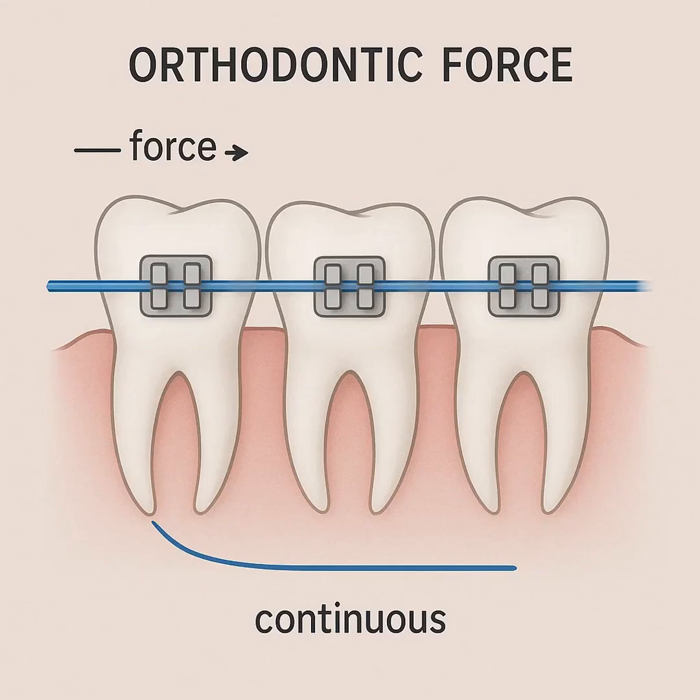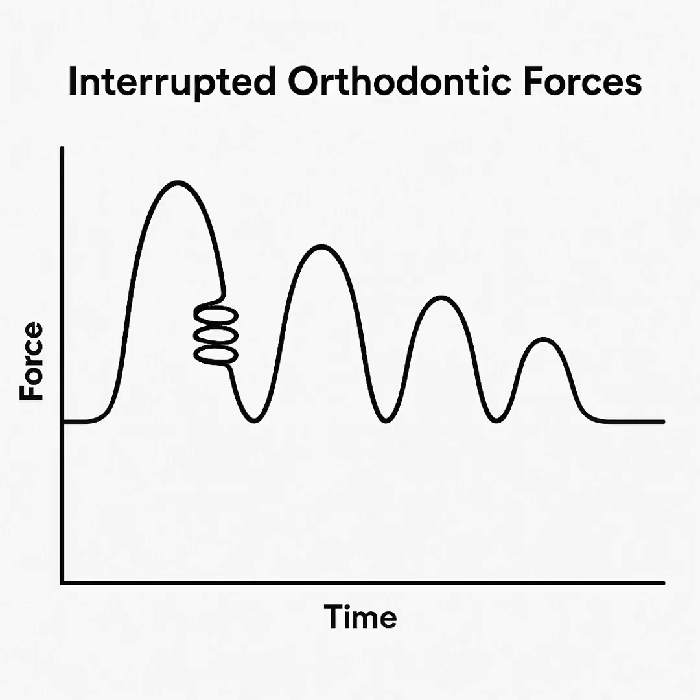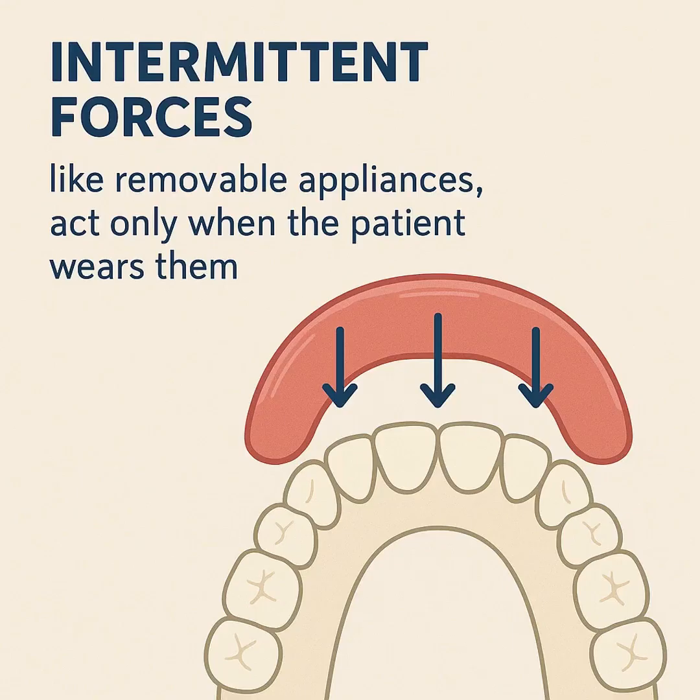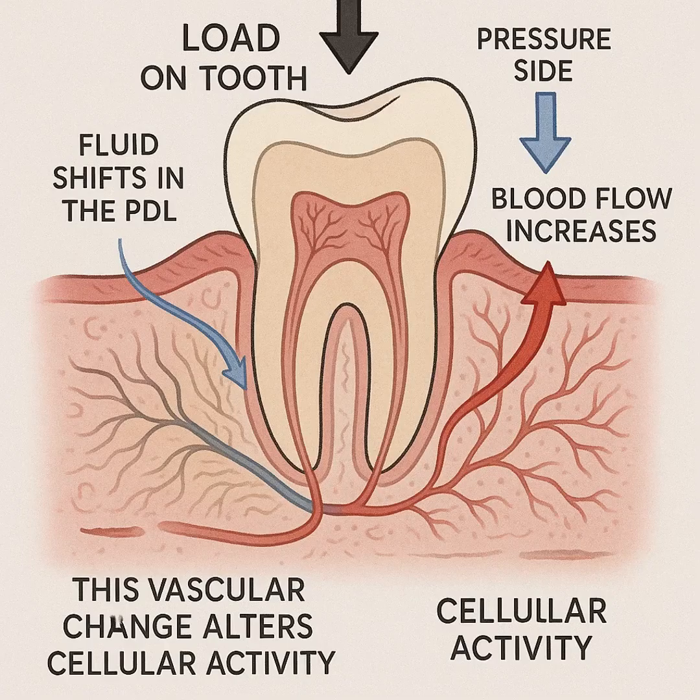Now, what happens when we apply orthodontic force? Forces can be continuous, interrupted, or intermittent. Continuous forces, like those from arch wires, maintain a steady load until the wire deactivates. Interrupted forces, like coil springs, gradually decay but maintain some continuity. Intermittent forces, like removable appliances, act only when the patient wears them. When we first load a tooth, several things occur almost immediately.